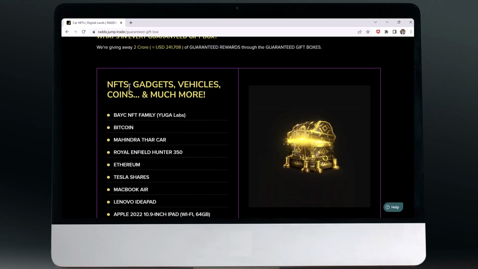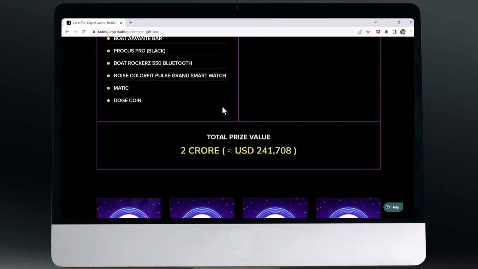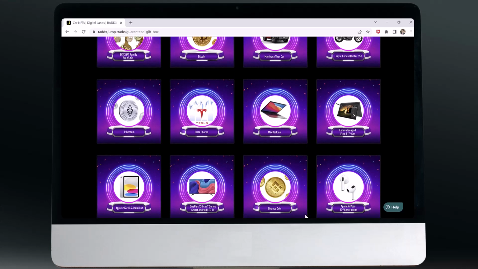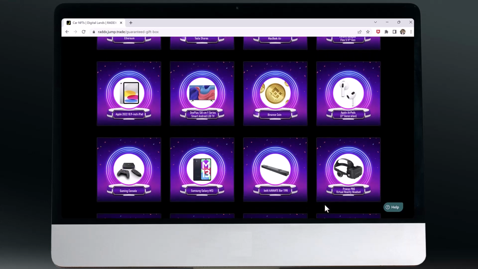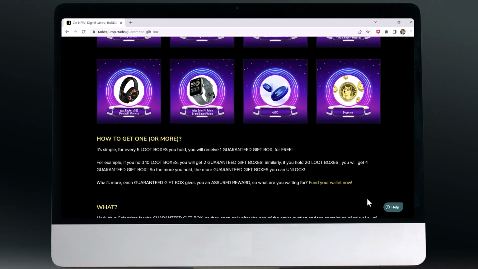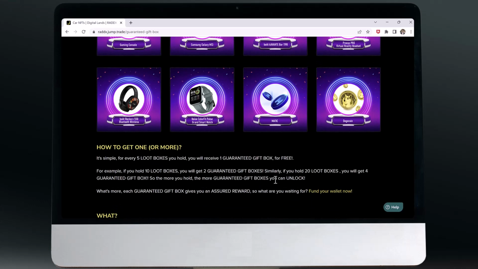And in the gift box, you can win rewards such as Royal Enfield Hunter 350, Mahindra Thar car, MacBook Air, Apple devices, gaming console, Bitcoin, Ethereum, and a lot more. So it's simple, for every 5 loot boxes you hold, you will receive one guaranteed gift box for free. For example, if you hold 10 loot boxes, you will get 2 guaranteed gift boxes. Similarly, if you hold 20 loot boxes, you will get 4 guaranteed gift boxes. So the more you hold, the more guaranteed gift boxes you can unlock. What's more, each guaranteed gift box gives you an assured reward.